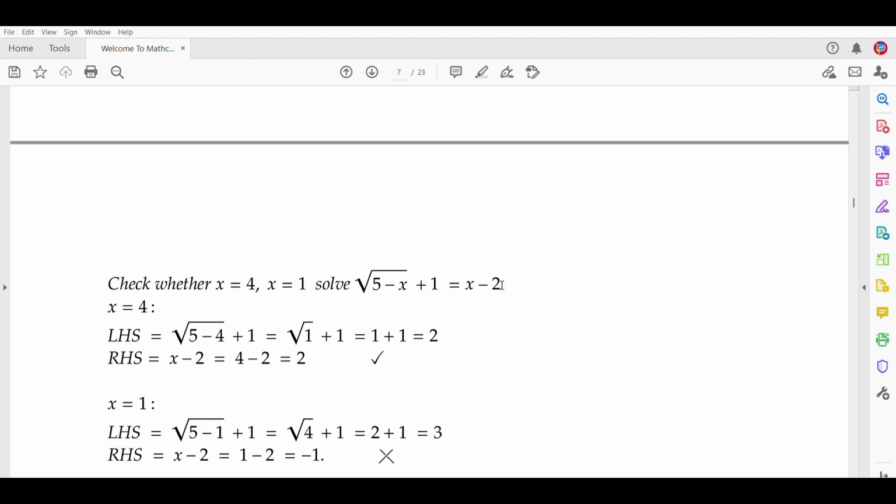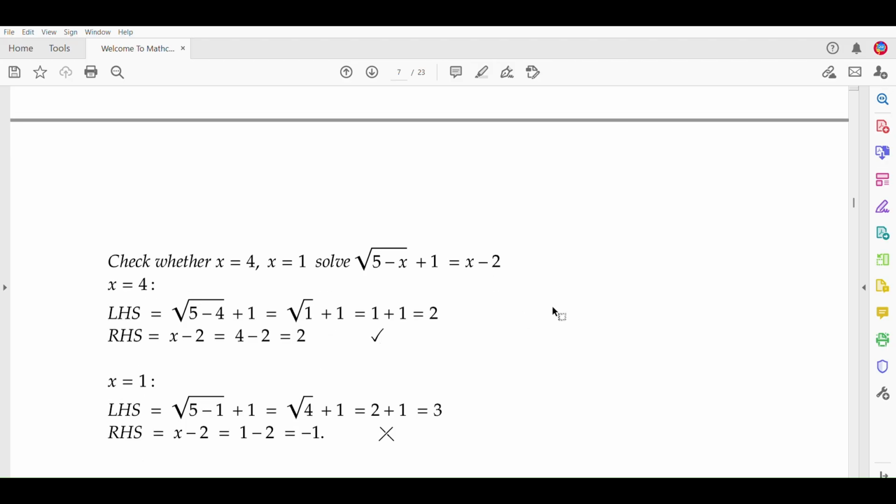Let's check with 4. The left hand side is square root of 5 minus 4, plus 1. 5 minus 4 is 1. Square root of 1 plus 1, that is 2. What about the right hand side? RHS: x is 4. 4 minus 2 is 2. 2 and 2, they agree. x equals 4 is a solution.